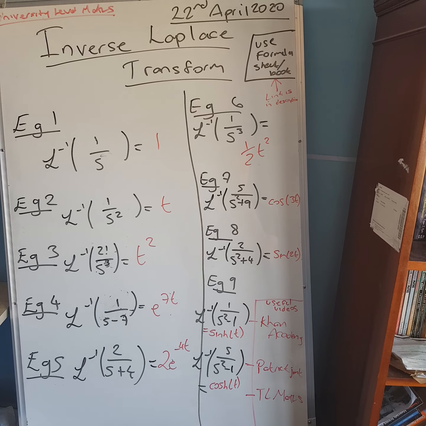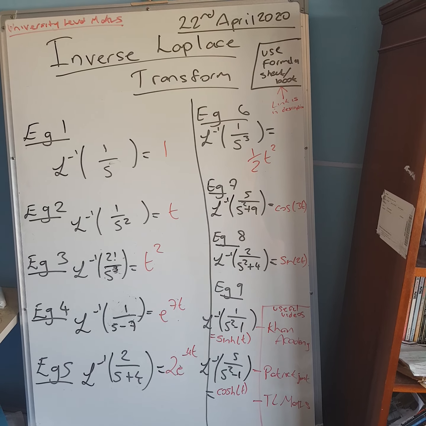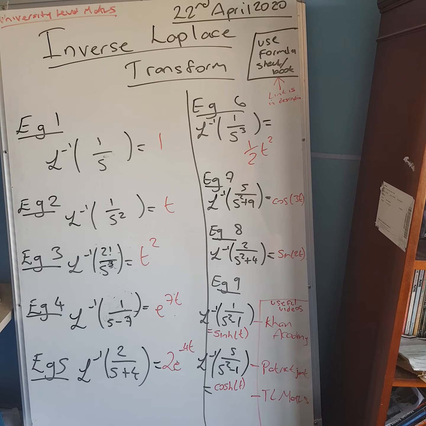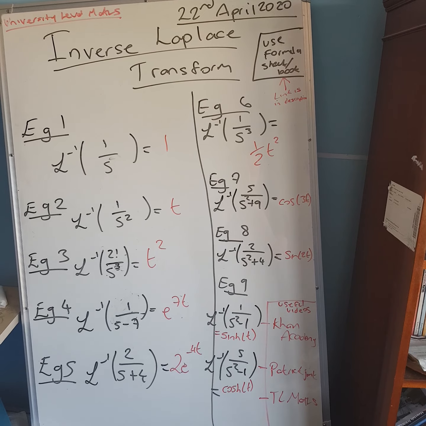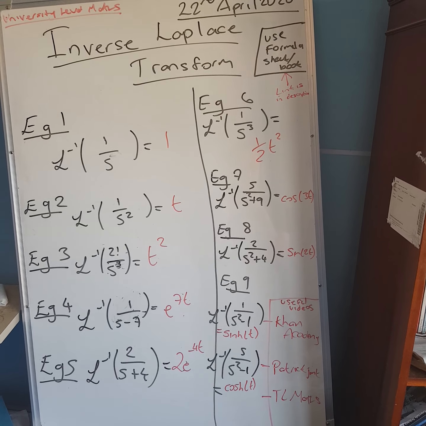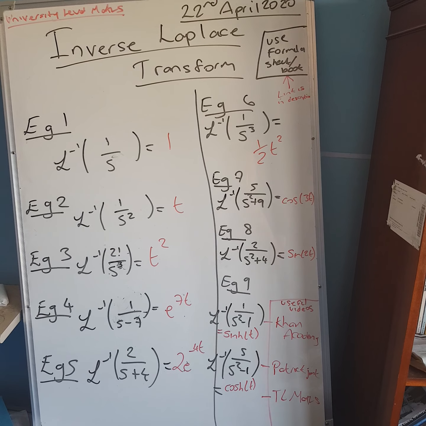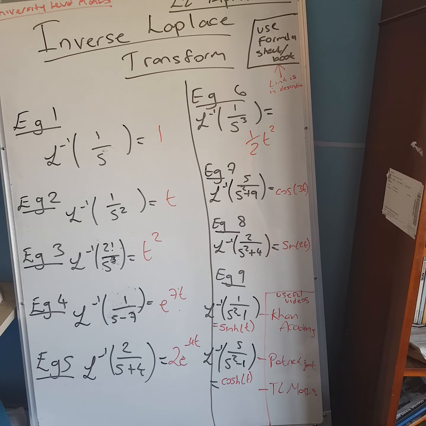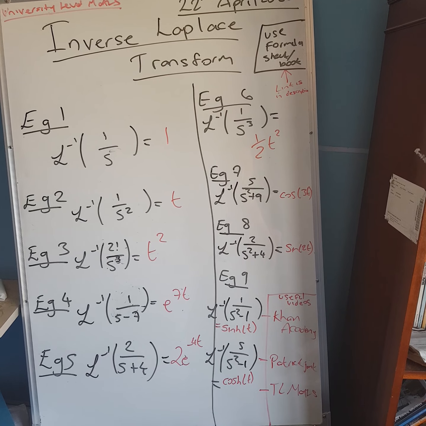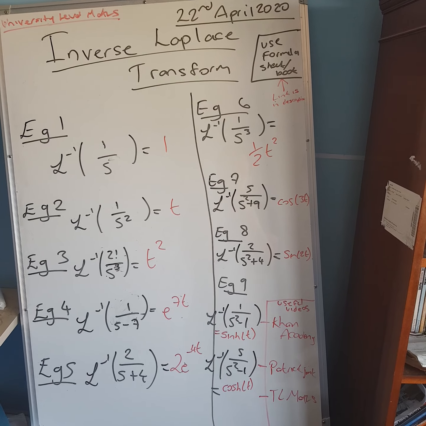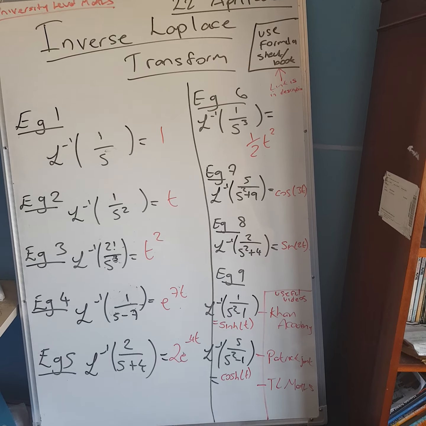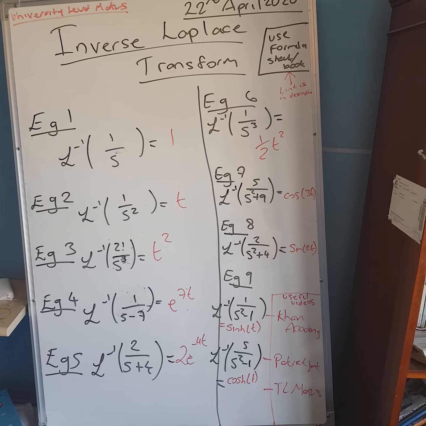Right guys, example 8, the inverse Laplace transform of 2 over s squared plus 4 will be sine of 2t. Example number 9, the inverse Laplace of 1 over s squared minus 1 will be sine t. The inverse Laplace transform of s over s squared minus 1, so example 10, will be cos t.